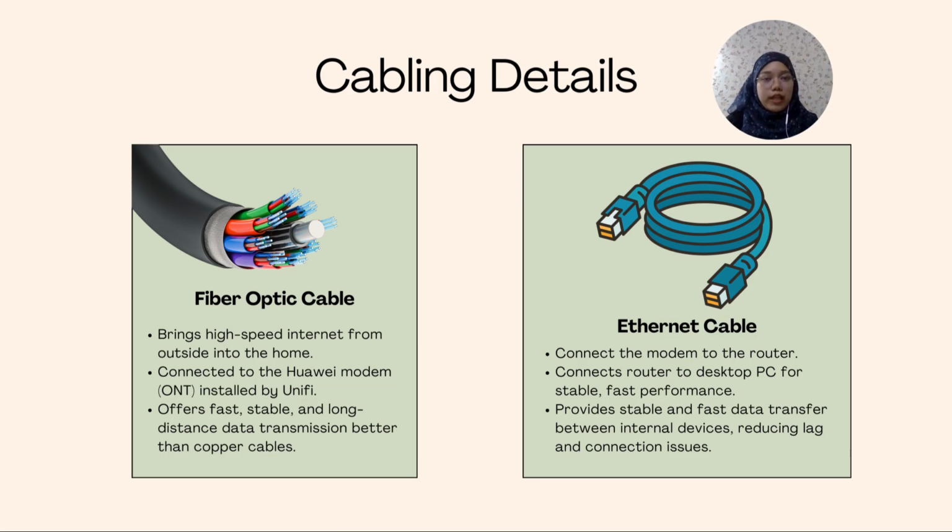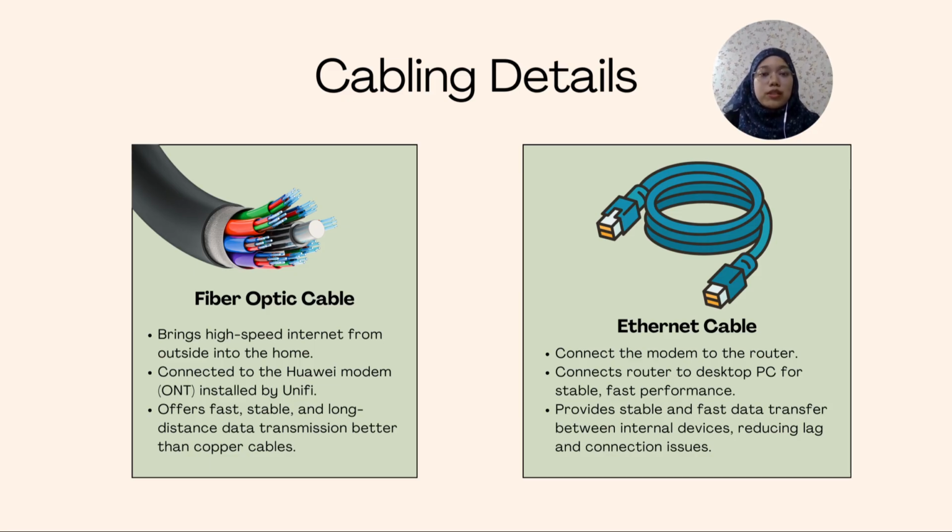Next is the cabling details, and in this home network, there are two main types of cables used, which are the fiber optic cable and the Ethernet LAN cables. First is the fiber optic cable, which is the main cable that brings internet service into the house. The fiber optic cables are chosen for the home network because they can carry a large amount of data at very high speeds, and they are also good at keeping the internet connection stable and strong over long distances, unlike copper cable, which may result in losing signal.